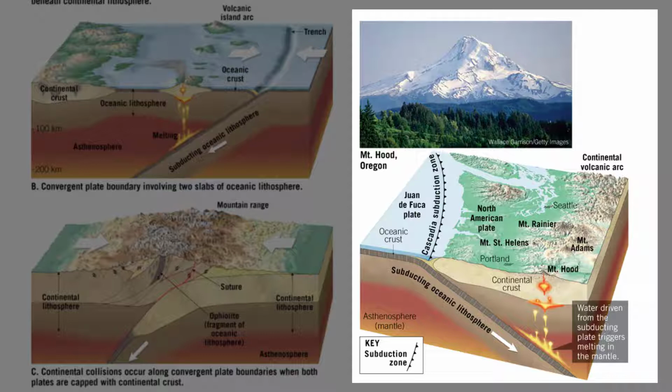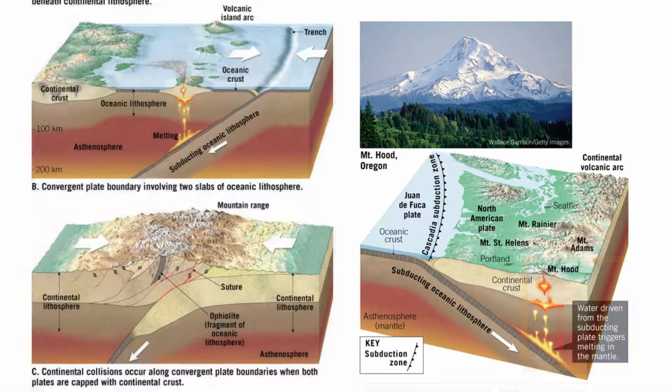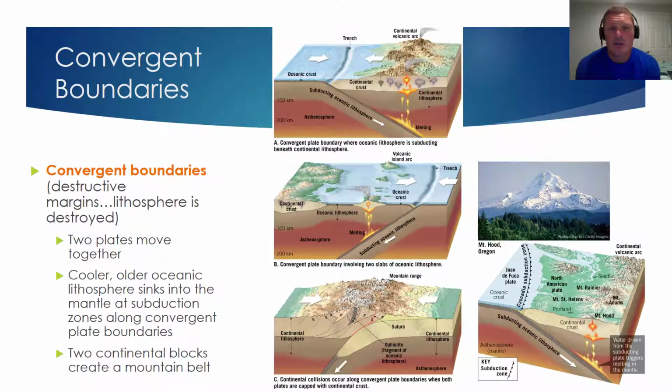In this image, we see that the oceanic lithosphere is subducting underneath the continental crust, and water driven from the subducting plate will trigger melting in the mantle. And as those hot plumes work their way to the surface, we're seeing the creation of a magma source for this volcanic arc. If you take a look at all of these images, you'll notice that volcanic activity will typically involve subducting oceanic lithosphere. However, not all convergent boundaries will produce volcanic activity.